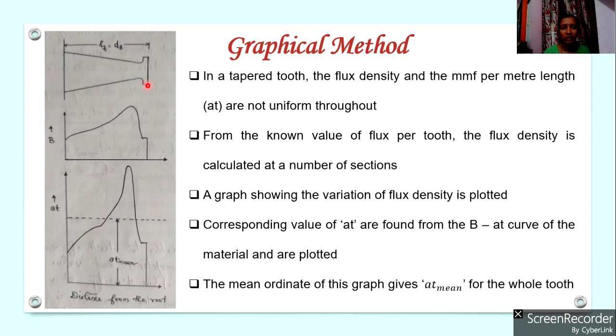Now see this portion. Here area of cross section remains constant. So flux density will also be a constant. So we have constructed this graph. The graph showing the variation of flux density along the length of the tooth.